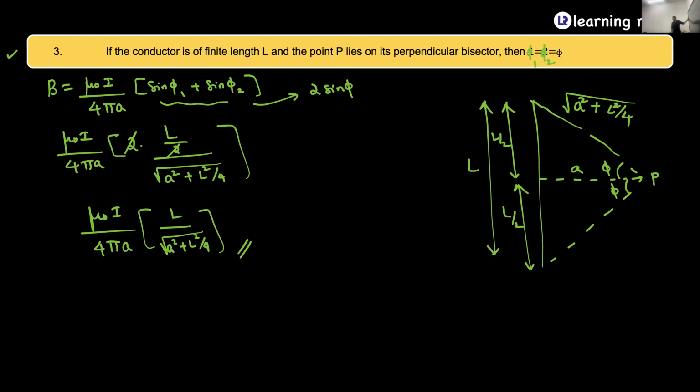Okay. So this will be the expression if the conductor is of finite length and the point P lies on the perpendicular bisector of it.